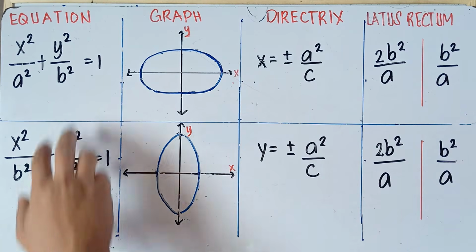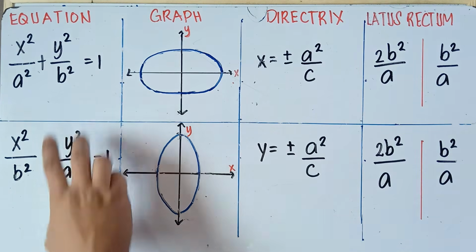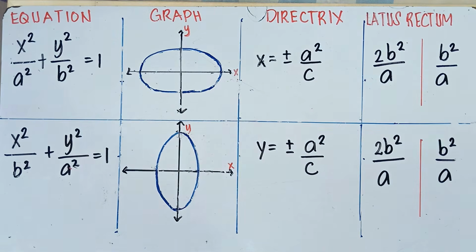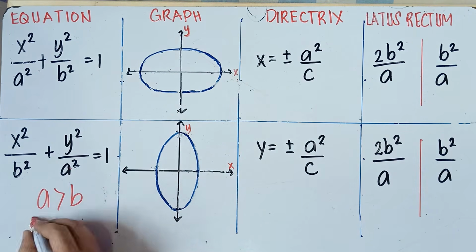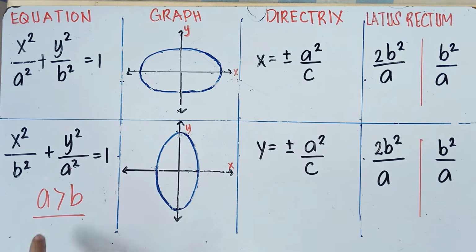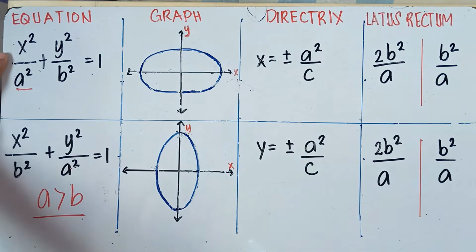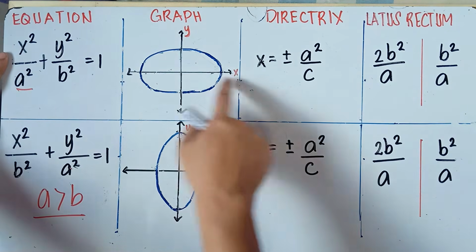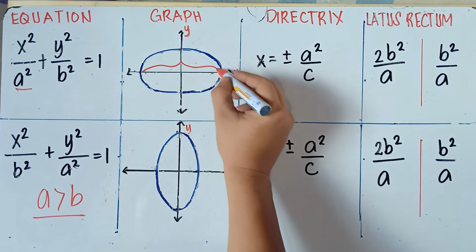Once again, in this equation, our center is at (0, 0). The value of your h and the value of your k is (0, 0) if you have this kind of equation. Always remember this one: in an ellipse, a is always greater than b. Therefore, if a is under x squared, our longest diameter will be on the x-axis, and this is what we call the major axis.